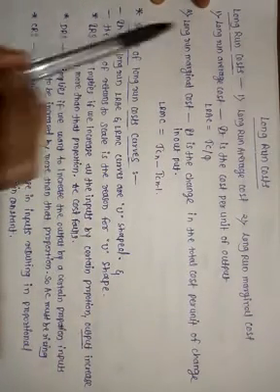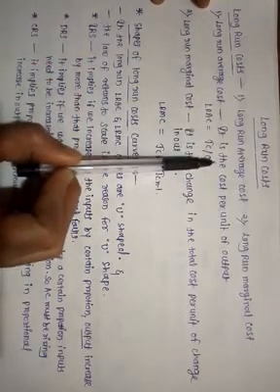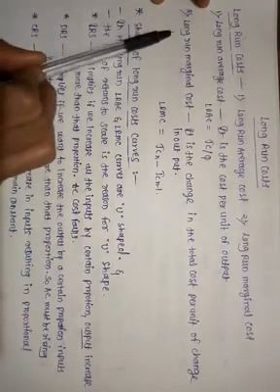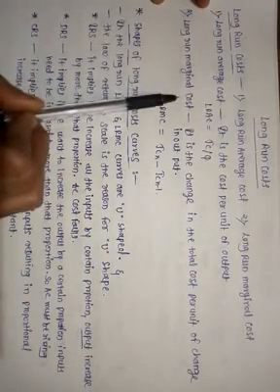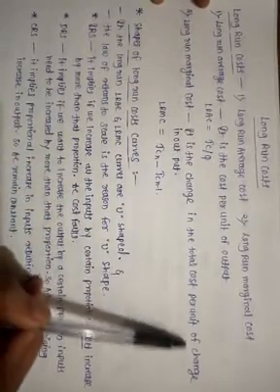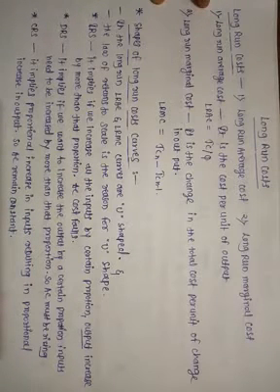Then what is long run average cost? It is the cost per unit of output. And long run marginal cost is the change in total cost per unit of change in output. We have already covered this in the last video.